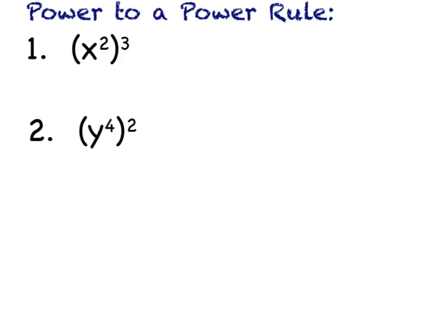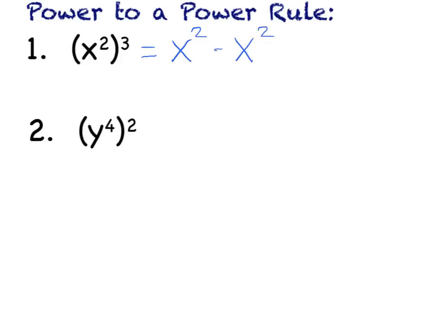So to do that, I'm going to show you a little bit more work than you really are going to have to do when you're writing this in your notebook for me. But take a moment just to jot it down so you have this example written out. x squared to the power of 3 means I'm going to take x squared and multiply it by itself 3 times.